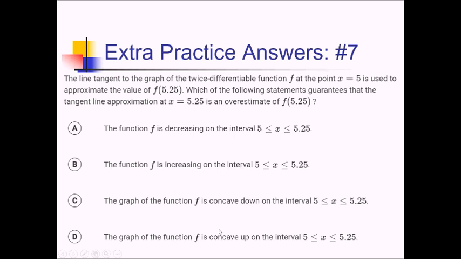Which one's going to make us overestimate, if we're concave down or concave up? Well, if you're concave down, you've basically got like a frowny face kind of thing. So any line you draw on that is going to be overshooting the true value. So we're going to go with choice C. Concave down gives us overestimates.